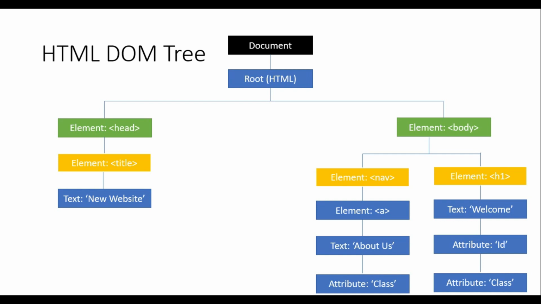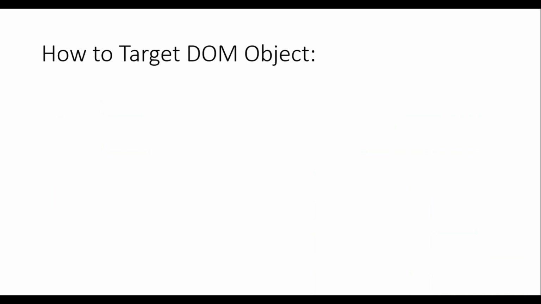There may be a lot of h1 elements inside a web page. If you want to target a div element among too many divs, how can you target one of these? For targeting the elements, there are special methods that you are going to learn in this video. For targeting the DOM, there are three main important methods. First, we can target by ID, by class name, and by tag name.